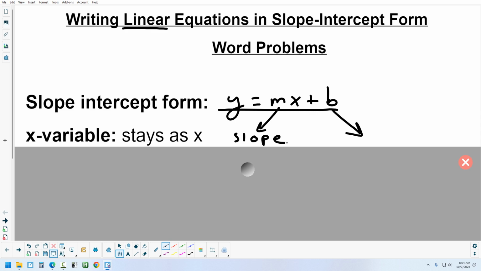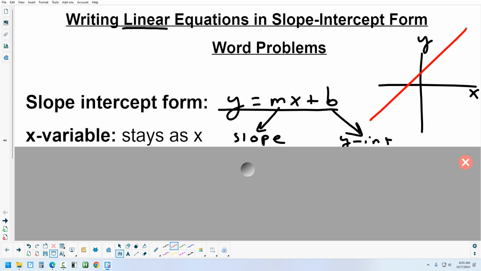And what does the b stand for? Yeah, exactly. Perfect. That's your y-intercept. So if you have a line on an xy axis, the y-intercept is where it crosses the y-axis. It's that coordinate right there. That's your y-intercept. And then the steepness of that line, that's the slope.